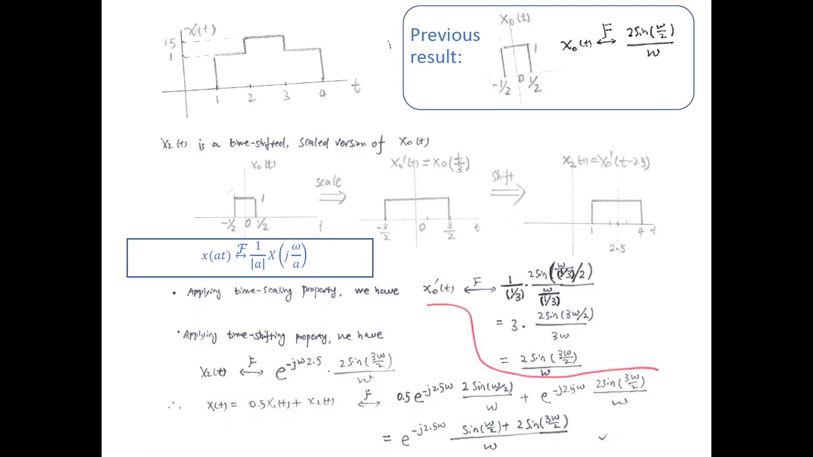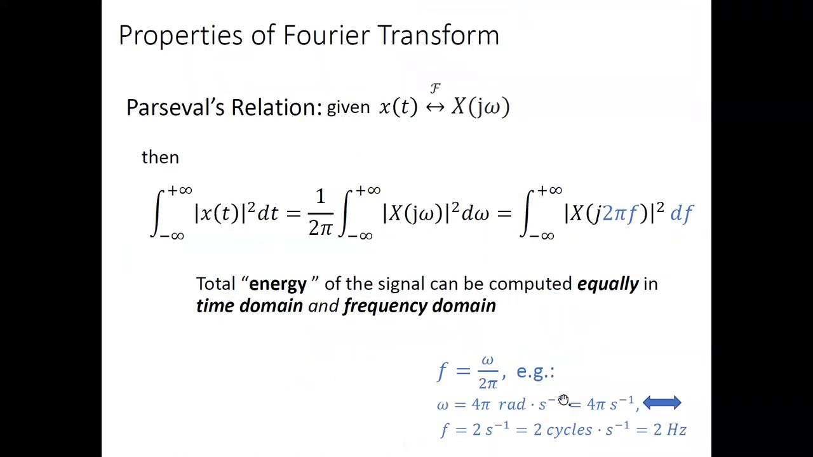And we can simplify the result a little bit, extracting the common factor exponential minus j 2.5 omega, and 0.5 and 2, the result is just 1. So we can clean up the result a little bit. This is the joint application of the three properties we learned so far.